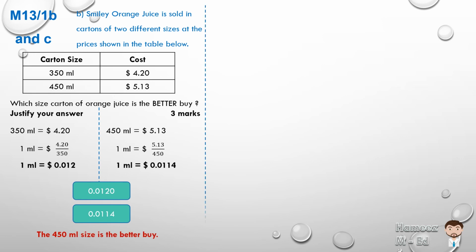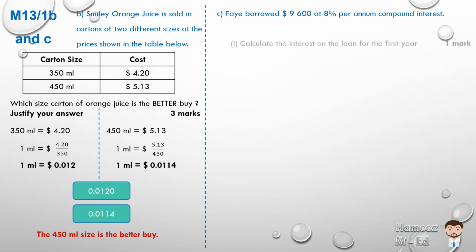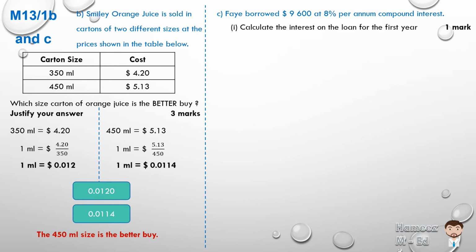Last part of the question, part C. Faye borrowed $9,600 at 8% per annum compound interest. Part 1, calculate the interest on the loan for the first year. So the interest will be 8% of P, the principal, which works out to be 8 over 100 times 9,600. The zeros cancel, so 8 times 96. That will give us $768 interest on her loan.